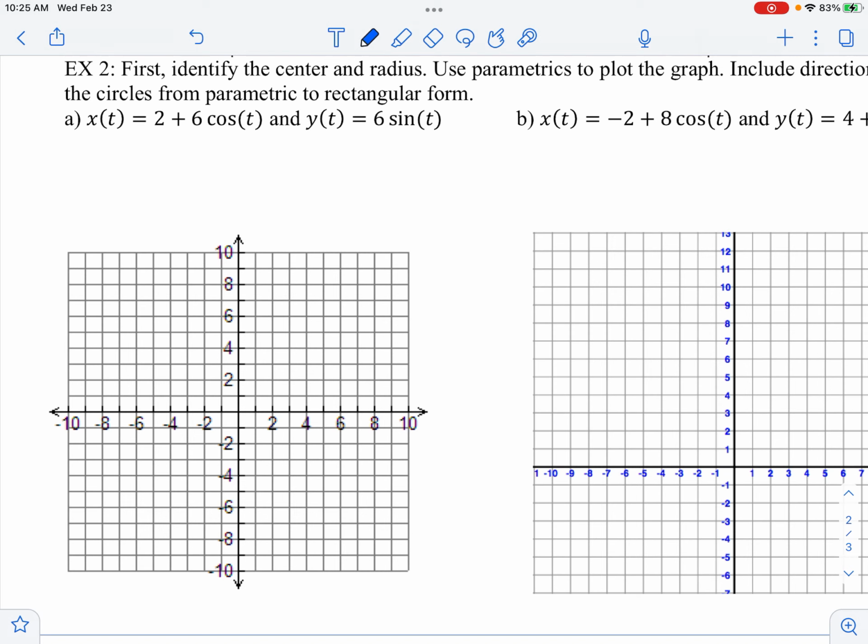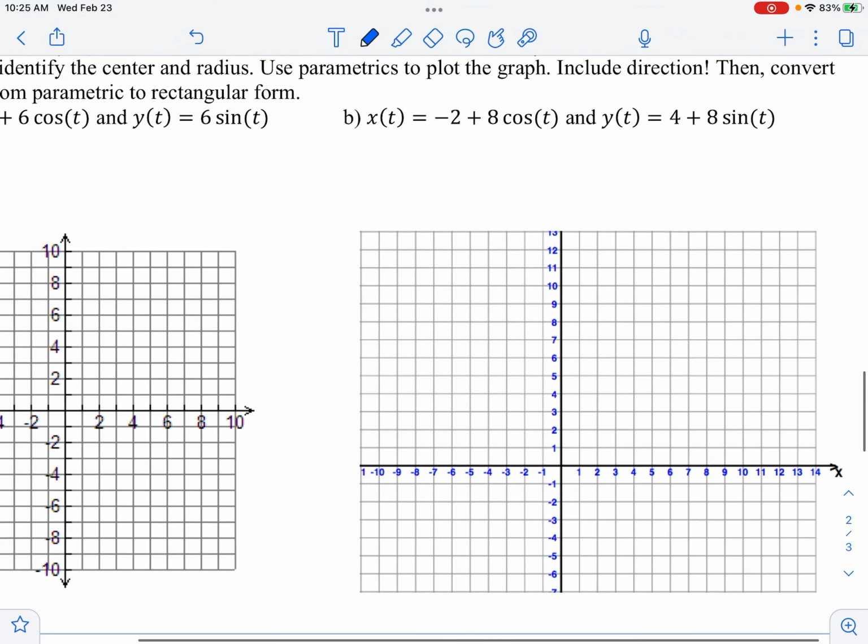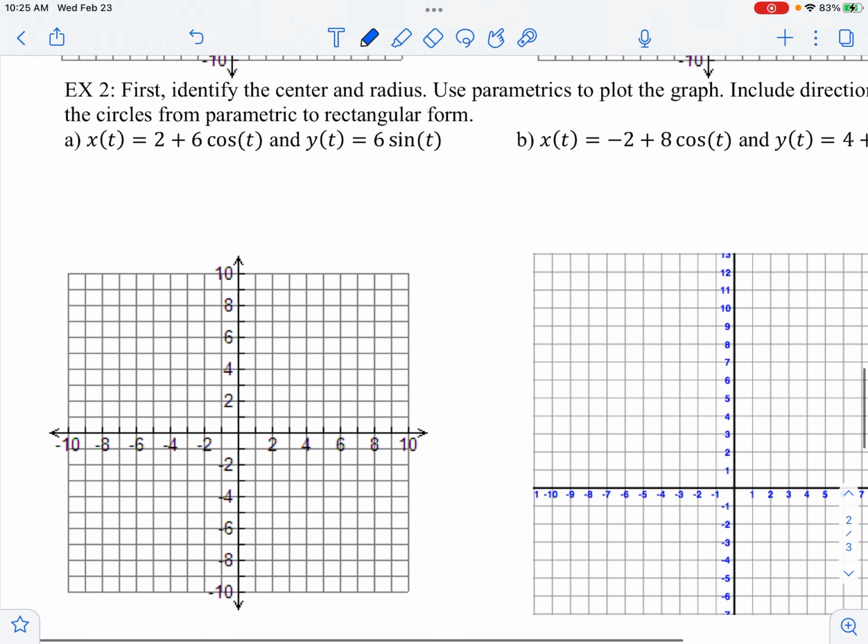All right, next we have equations that are in parametric form. And it says, first identify the center and the radius, use the parametrics to plot the graph, include the direction, and then write it in rectangular form. So let's try to do it in that order. Let's do the center and the radius first. Our center is h, k. So that is 2, and then there's nothing in front here. There's a 0 right here, so 2, 0.